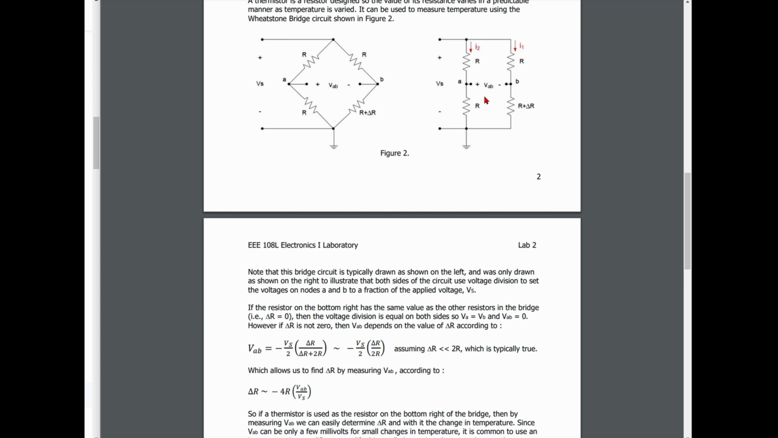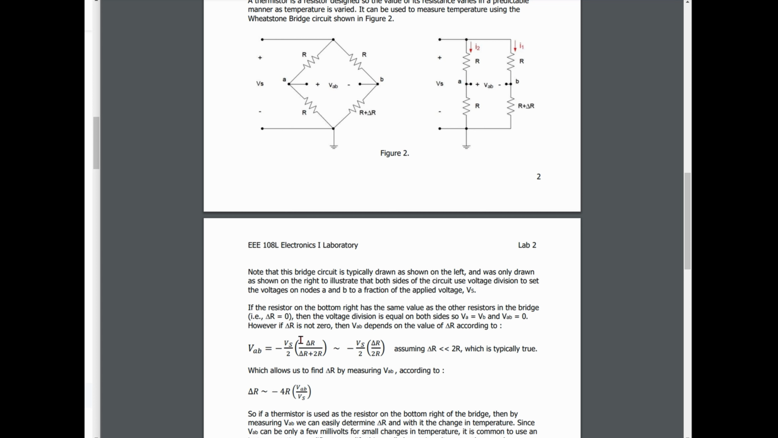We only redraw it on the right to illustrate that both sides of the circuit use voltage division to set the voltages on node A and B to a fraction of the applied voltage Vs, and this goes into our instrumentation amp that we're going to be using to amplify this. If the resistor on the bottom right has the same value as the other resistors in the bridge, i.e. the delta R of it is equal to 0, then the voltage division is equal on both sides, so VA is equal to VB and VAB is equal to 0.